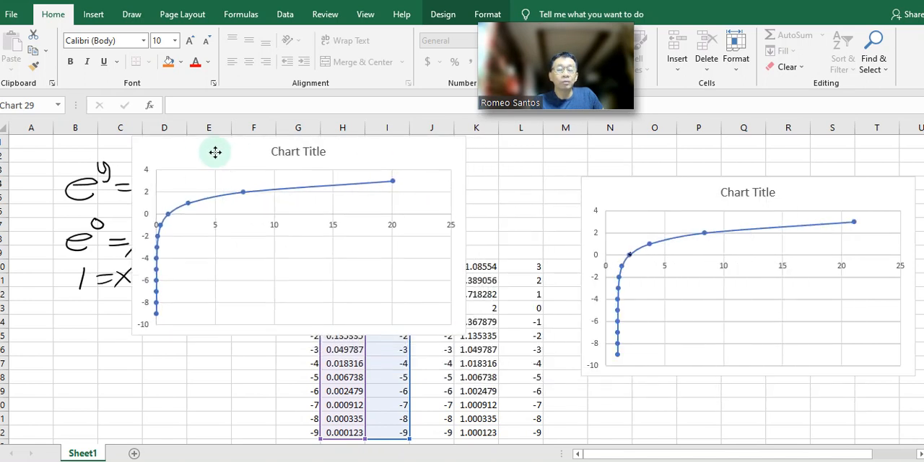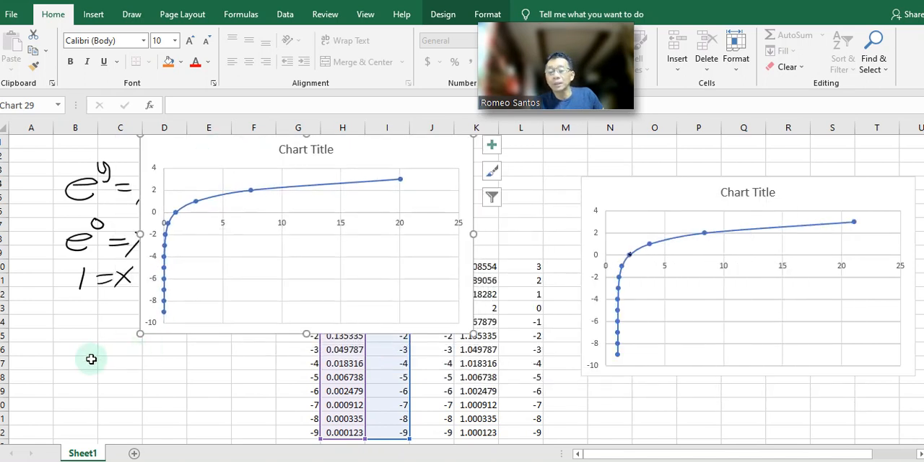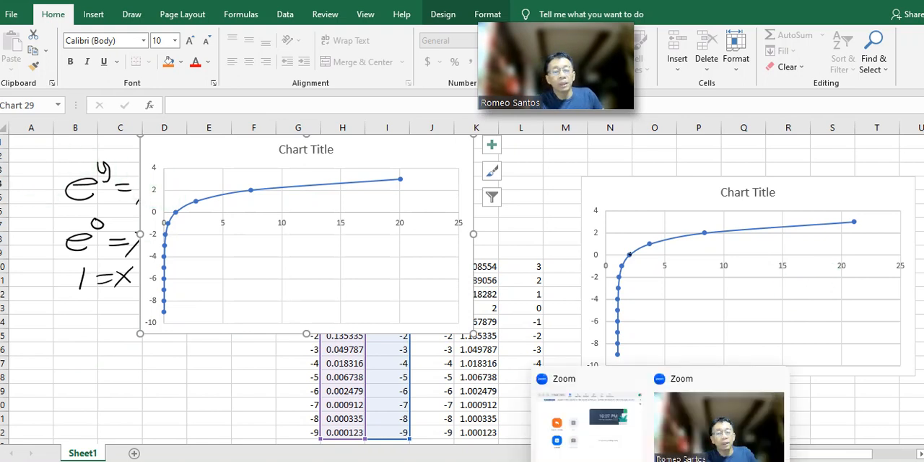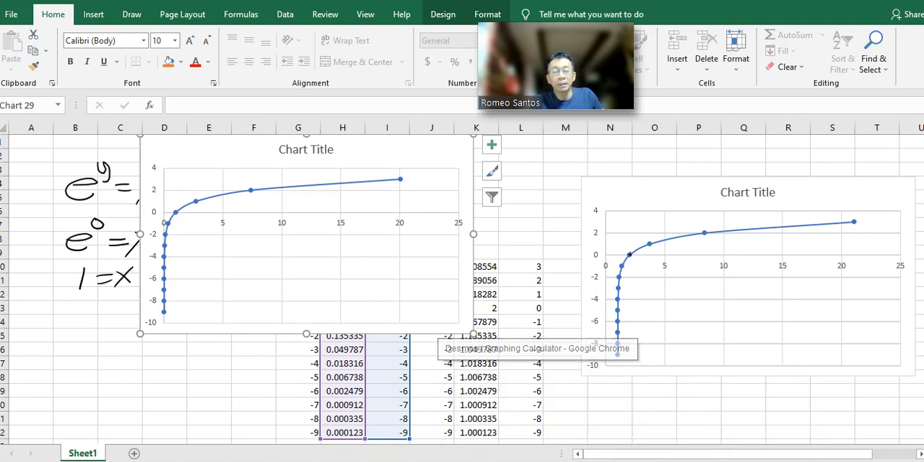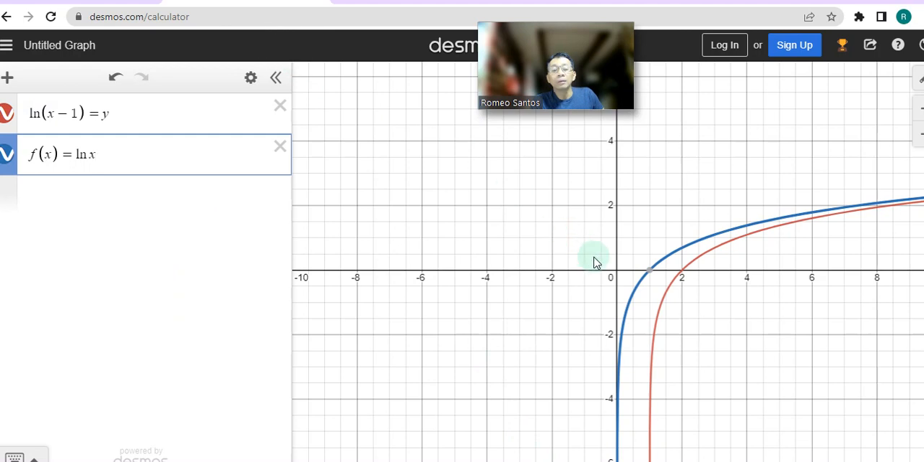So either you use your calculator, Excel, or Desmos, you will get the same answer. What is our Desmos? This is the Desmos, this is y equals ln x. And this one is y is equal to ln of x minus 1.